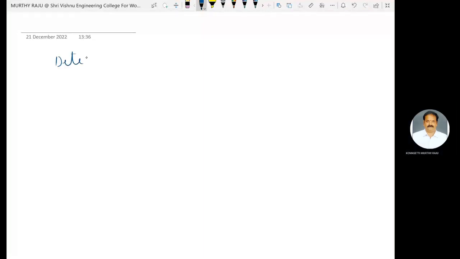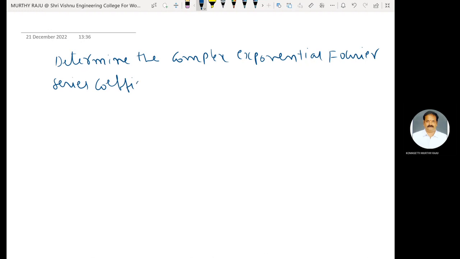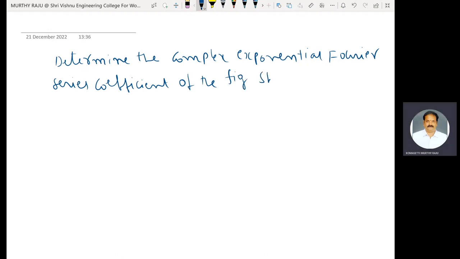Determine the complex exponential Fourier series coefficient of the figure shown below.